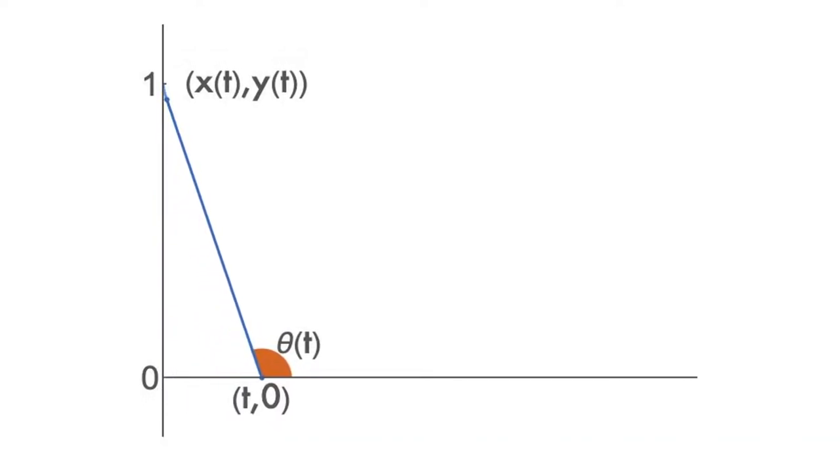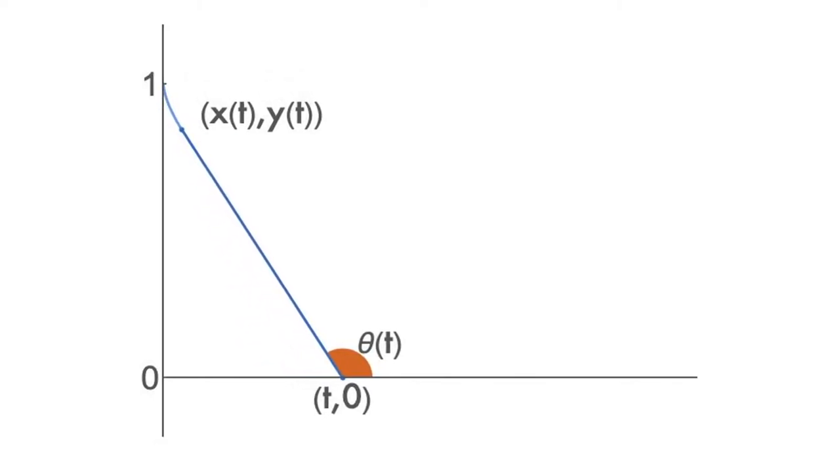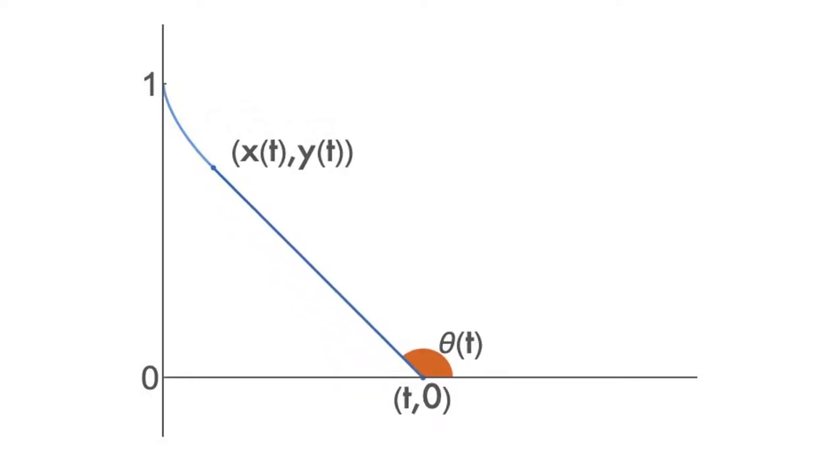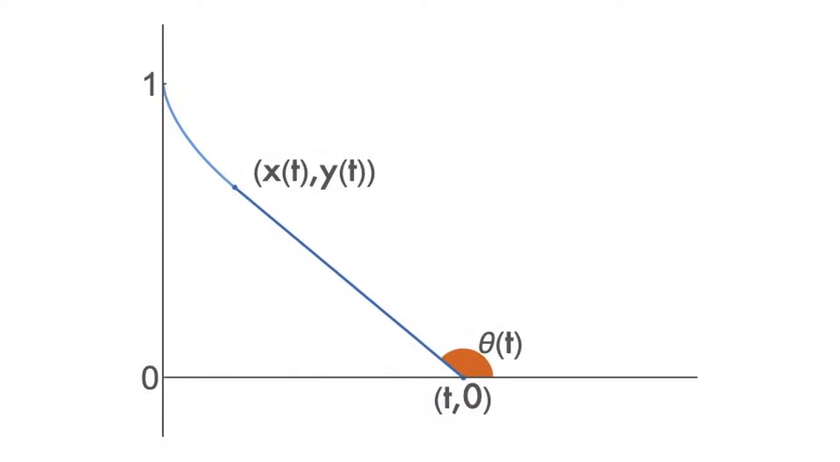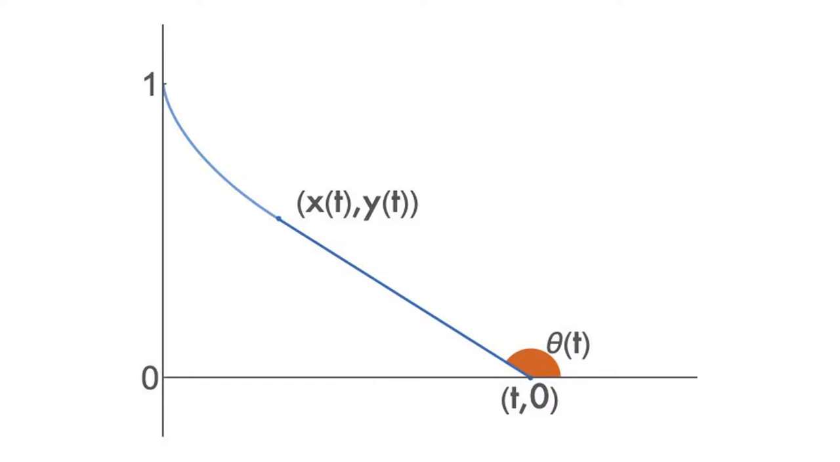Here's the start of our mathematical model. We're going to imagine one point sliding along the x-axis at constant speed, dragging a leash of length 1, and the other point at the other end of the leash tracking along behind it. Now there's an angle, theta of t, that's made by the leash with the x-axis, and that theta determines the x and y position. Let's write down the equations involved.